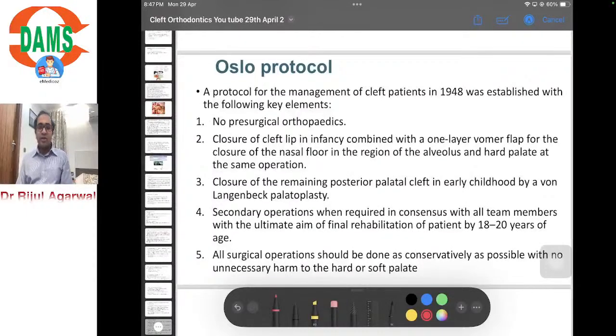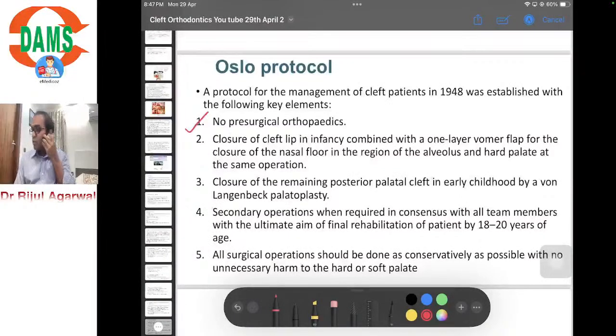It was the earliest protocol, established in 1948. So what were the key elements of it? There is no pre-surgical orthopedics to be carried out according to their protocol. Next is combined surgery of cleft lip in infancy, along with the closure of the nasal floor in the region of alveolus and hard palate, in the same operation. So cleft lip and hard palate surgery are done as a single stage operation, and soft palate surgery is delayed, and it's done in early childhood.